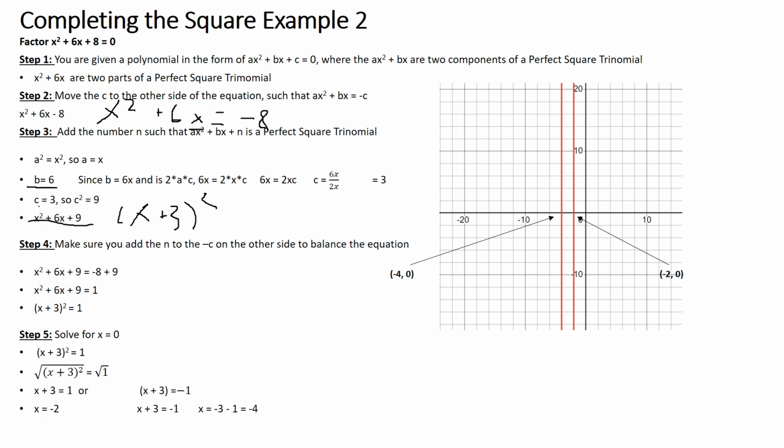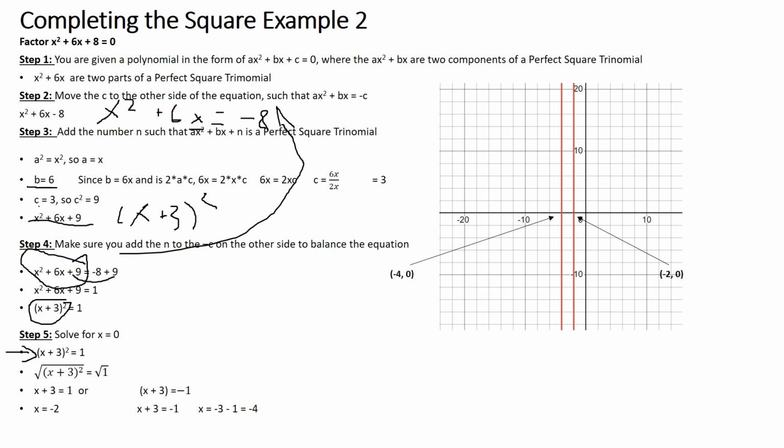So what I've done here, I've got x squared plus 6x plus 9 equals, I put 9 on one side, I've got to do 9 on the other, equals negative 8 plus 9. I just added 9 to both sides from this original equation here. And I balance it. And x squared plus 6x plus 9 is a perfect square trinomial, which is (x plus 3) squared. And negative 8 plus 9 equals 1. So (x plus 3) squared equals 1. Now I've got to solve for x.